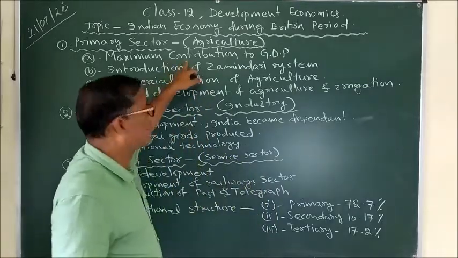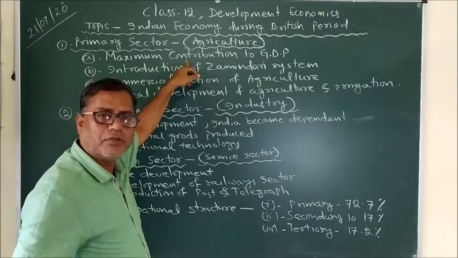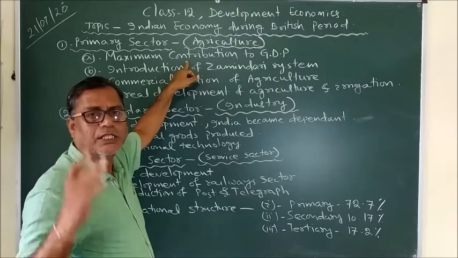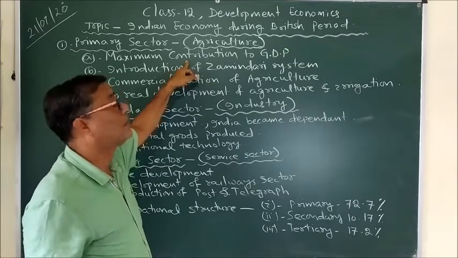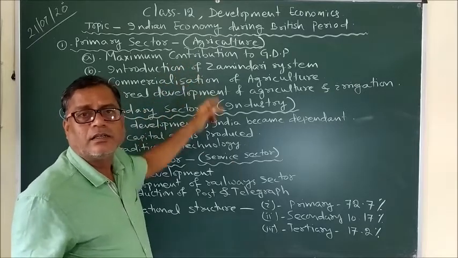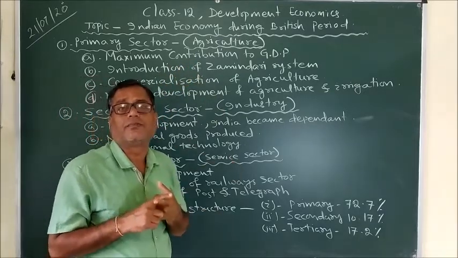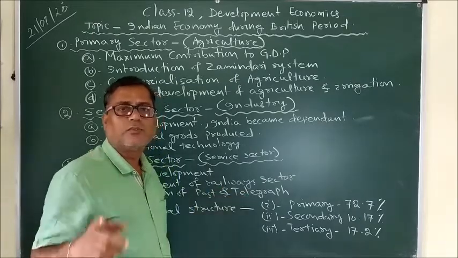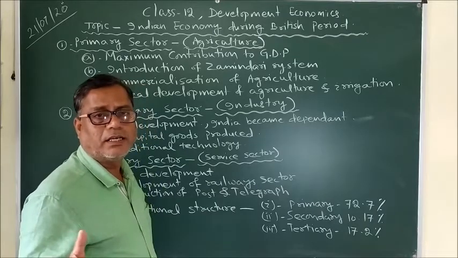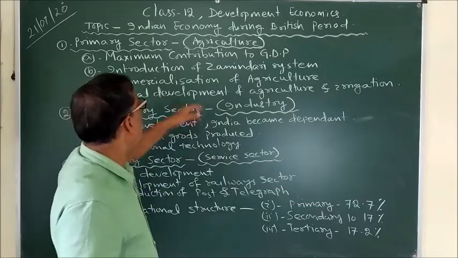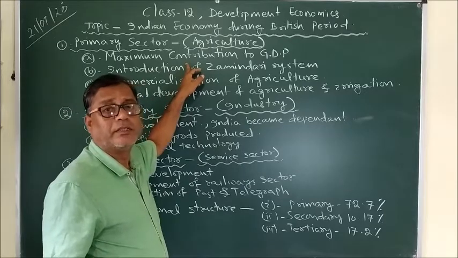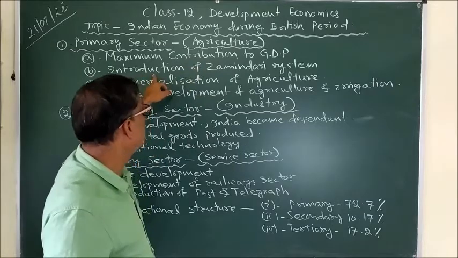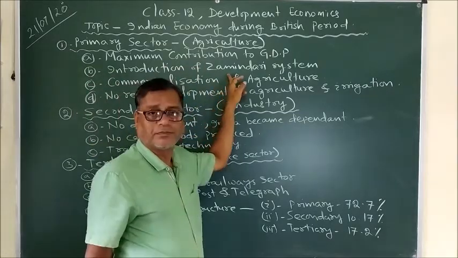Before the British came to India, India was primarily an agrarian country where the maximum contribution to the GDP was from the agricultural sector, and there was no change in this status. That means during the British rule also, the Indian economy was primarily an agrarian economy where the maximum contribution to the GDP came from the agricultural sector, or the primary sector. And the second point is the introduction of the Zamindari system.